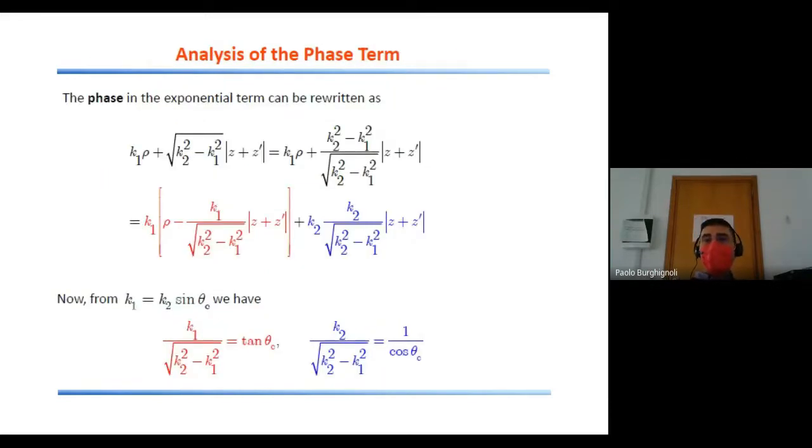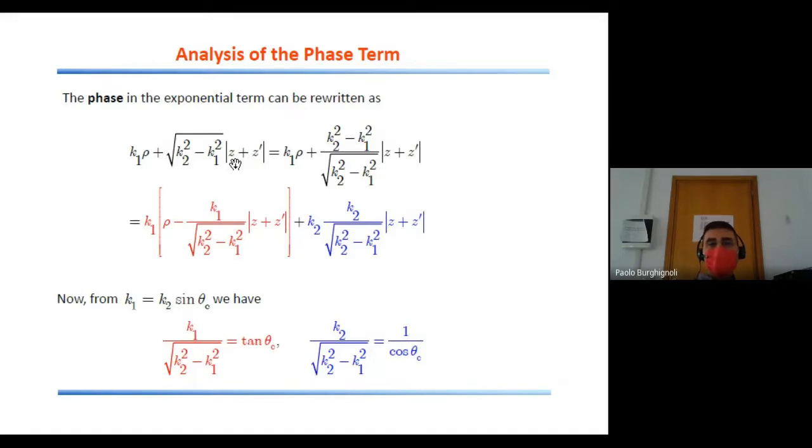Let us start with the phase term. The phase in the exponential term is rewritten here. It's given by k1 rho plus the square root of k2 squared minus k1 squared times the absolute value of z plus z prime. Z prime is the location of the source and z is the observation abscissa.